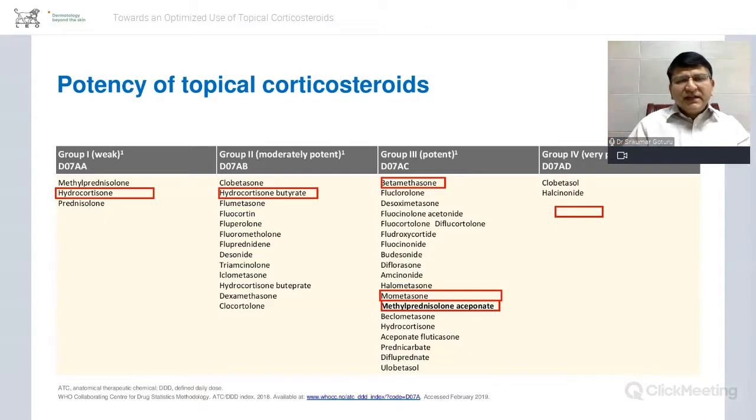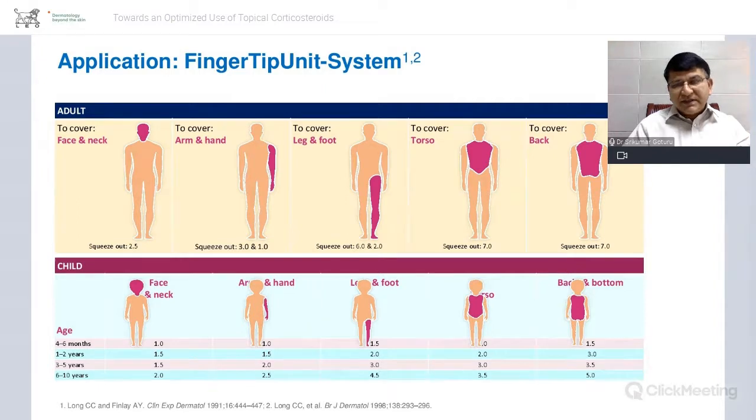If you look at the classification of topical corticosteroids, we know that in the US, grade 1 to 7 is there, and in Europe and the UK, we have mild, moderate, potent, and very potent classification. And if you use this classification, you can see that methylprednisolone aceponate and mometasone are all in the potent class. So they are pretty potent topical corticosteroids.